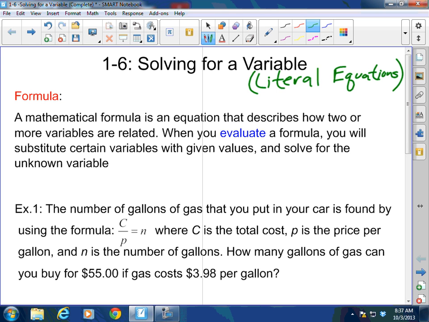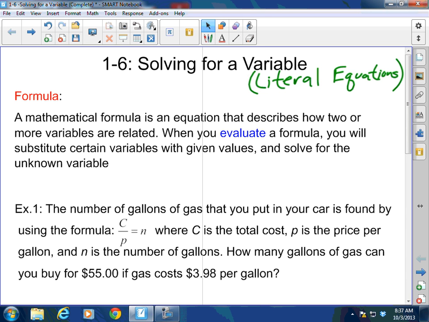Now you may be thinking, wait a second, we just learned how to solve for a variable. You taught us single-step equations, two-step equations, and multi-step equations. We were solving for variables the whole time there. Yes, absolutely. But today, we're going to have equations and formulas that have many different variables. We're going to choose one particular variable, and we're going to solve for that one particular variable.